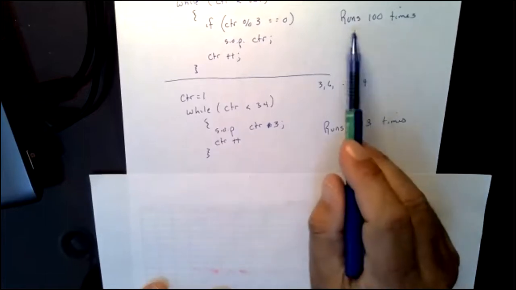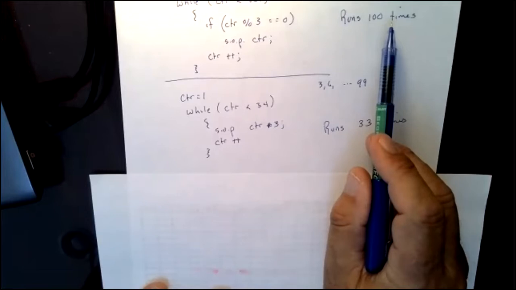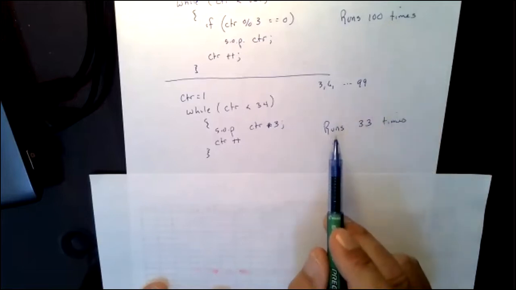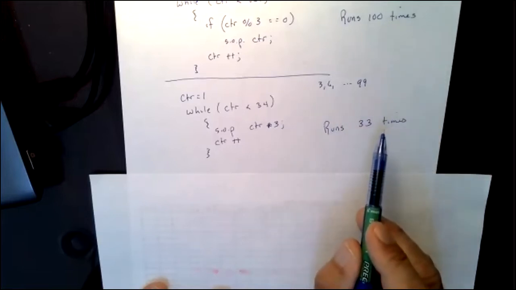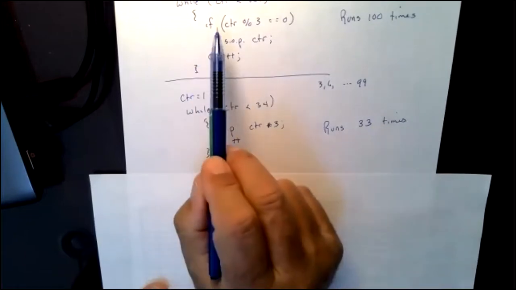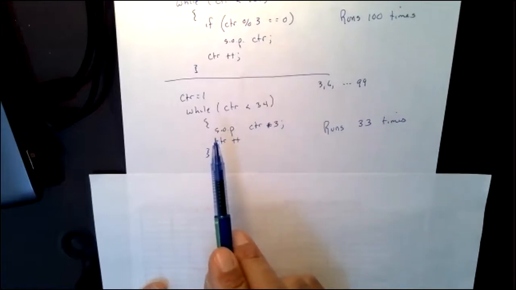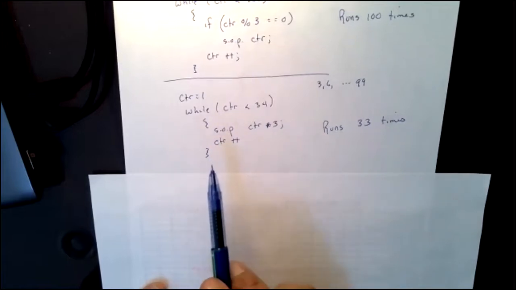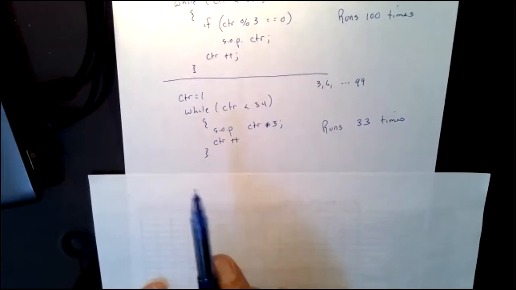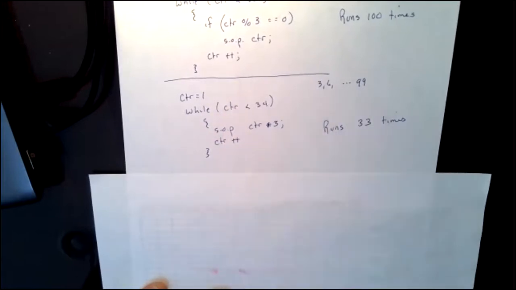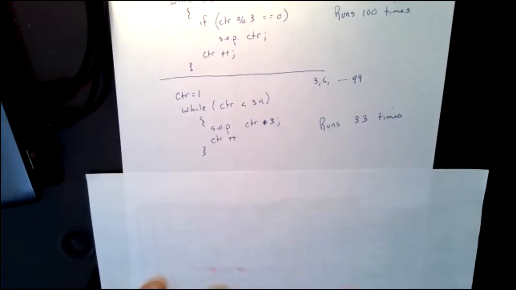How many times did this first loop run? 100 times. How many times did this loop run? 33 times. So it's a little more efficient. This one had an if statement. This one doesn't have an if statement. So, if we start talking about efficiency and speed and so on, this one might be a better option to get the desired result. I'm not done.